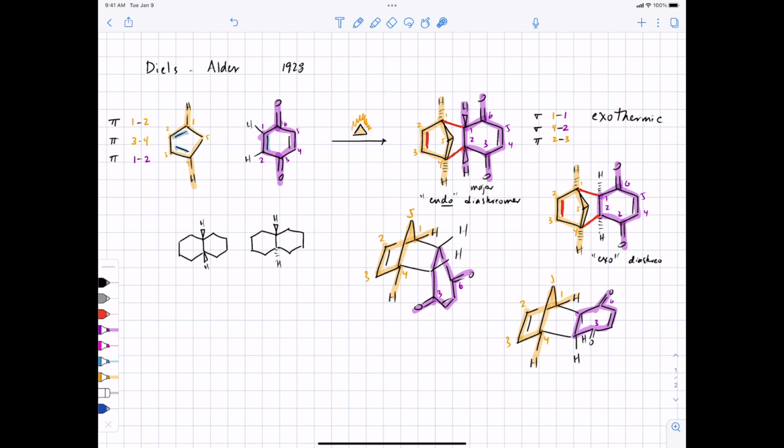Historically, endo tends to be the major product. There are various ways people have tried to explain that, and probably it's beyond the scope of what we want to do here, so I'll just ignore it.